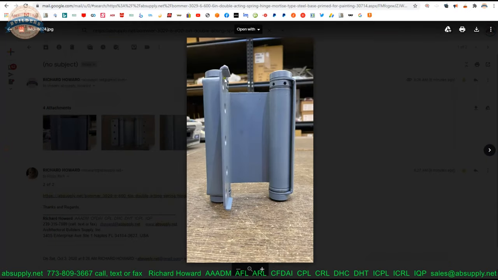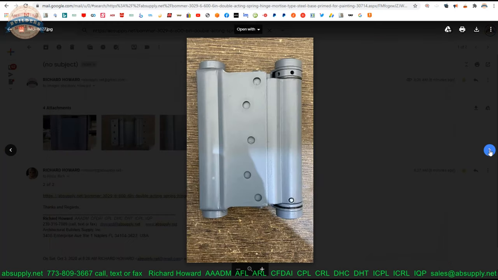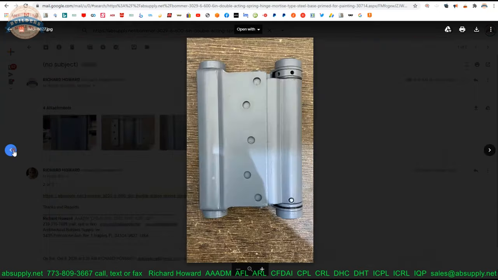In this image here, the door would occupy this space over here, with the hinge completely just laid open. Bit hard to understand it in this orientation. That's the back side of the hinge. And then your screw pack, your two tension rods, and your tension pins and your tension rod.